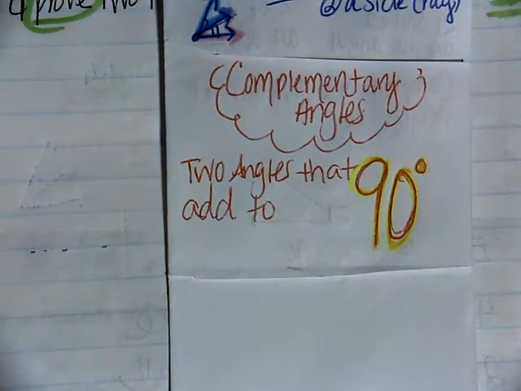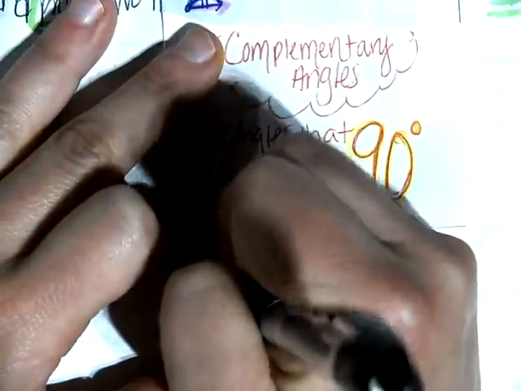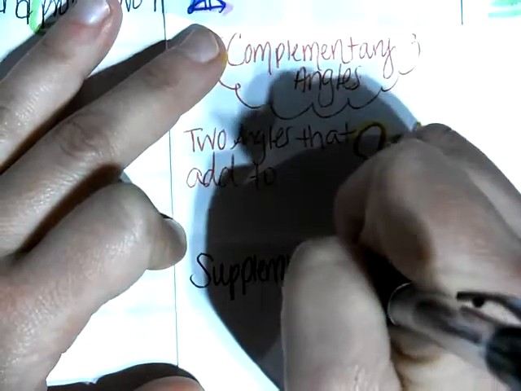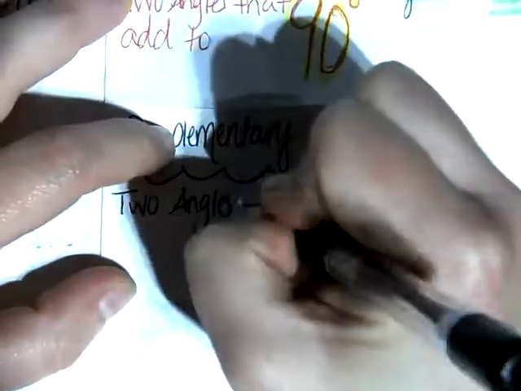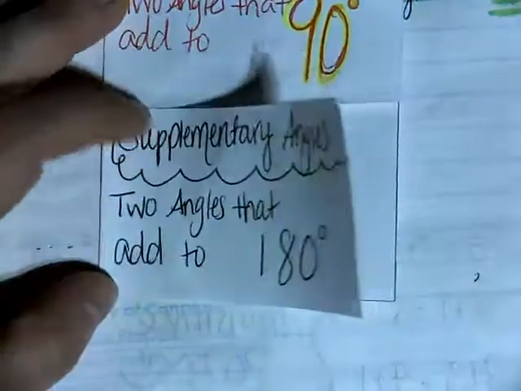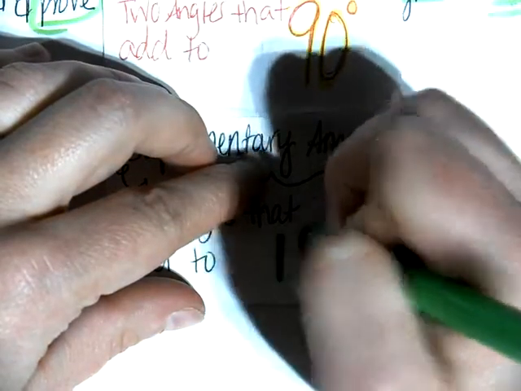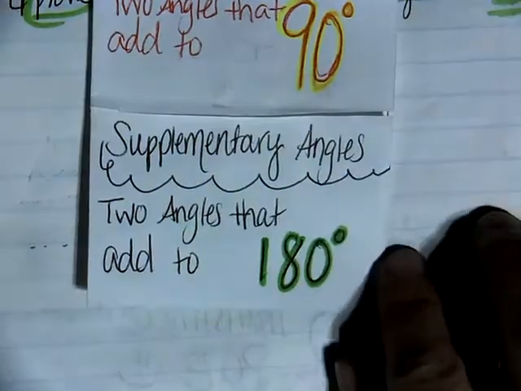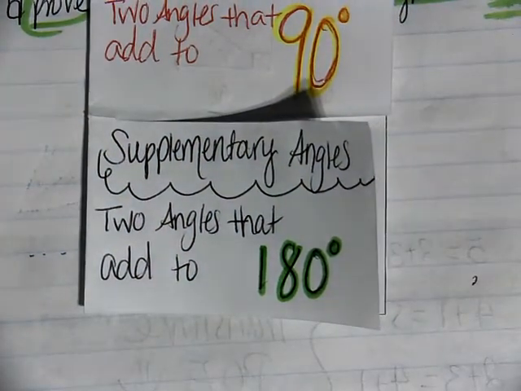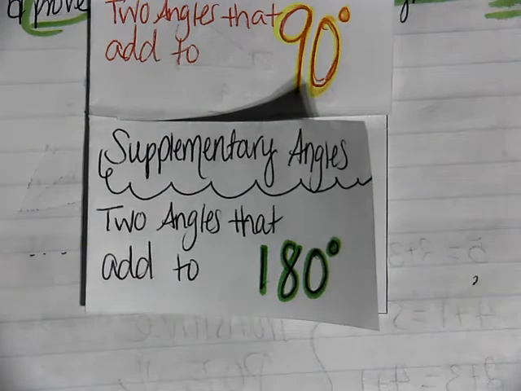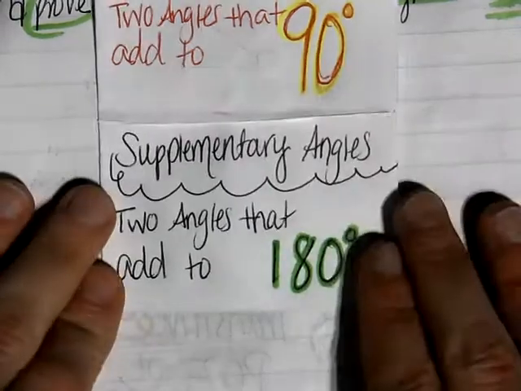The next one that we have is called supplementary angles. Supplementary angles are two angles that add to 180 degrees. Once again, the angles do not have to be adjacent to each other. They can be adjacent or they can be non-adjacent. It just depends. But as long as those two angles add to 180 degrees, they are considered supplementary.